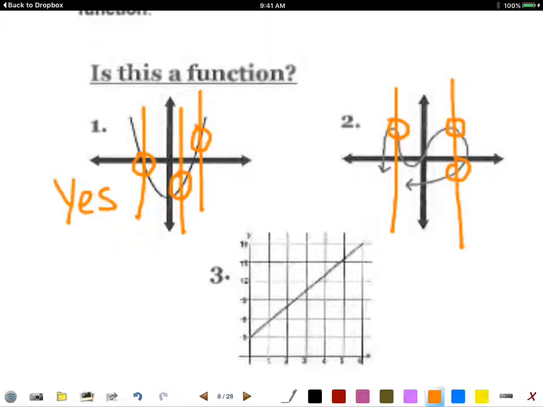You want to find anywhere on the graph where, if you hold your pencil vertically, the graph hits the pencil 2 times, then it's not a function. So this one would not be a function.